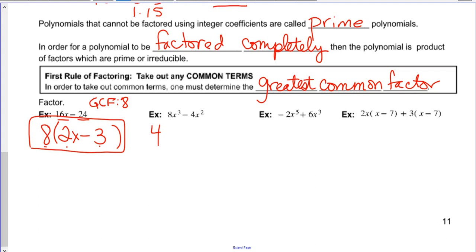One has 3, one has 2. They both have at least 2. So that's why I'm going to take out the lowest power always. Of any common variable, the lowest power has to come out. So that's the only two things that I have to consider in this one.